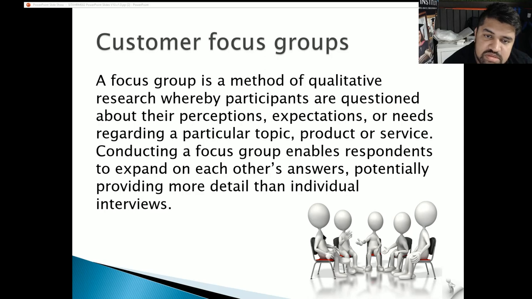Customer focus groups. A focus group is a method of qualitative research whereby participants are questioned about their perceptions, expectations, or needs regarding a particular topic, product, or service. So this could be a menu item, this could be a new service style or venue, or you're just doing some market research to change up a new menu. Conducting a focus group enables respondents to expand on each other's answers, potentially providing more detail than individual interviews.